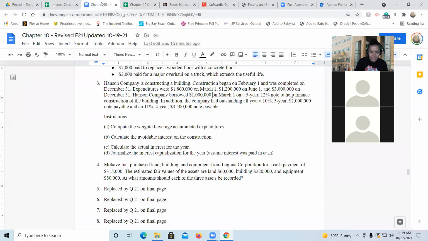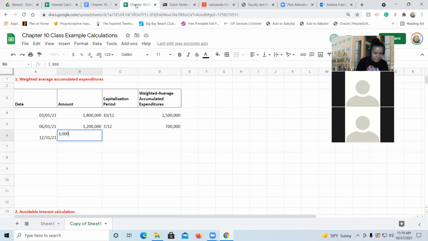We made a payment of $3 million, it says over there. So we put the $3 million in, but remember the capitalization period is being expressed as months out of the year. So since we are on the last day of the capitalization period, it's zero. This expense is not going to weigh in. You won't be able to capitalize interest related to that payment because it's being made on the last day of the construction period. So you really don't have interest incurred related to that payment during the construction period.